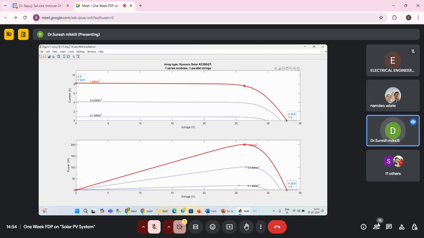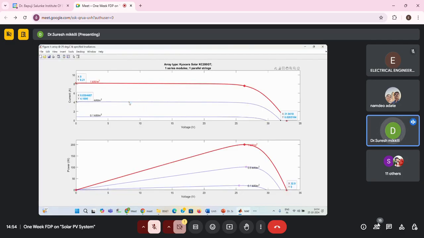Now, I have reduced that value to 500 watt per meter square, the second one. Then what happened? The voltage is 31.9. The current is dropped to how much? The current is dropped to 4. Do you understand?